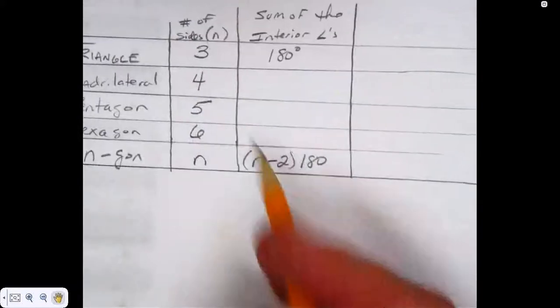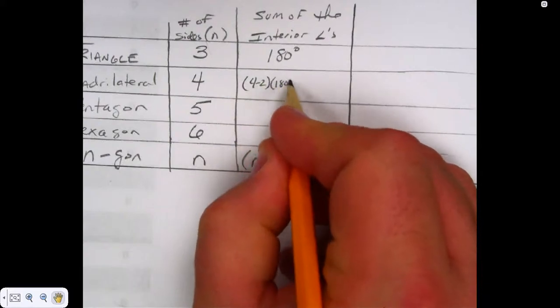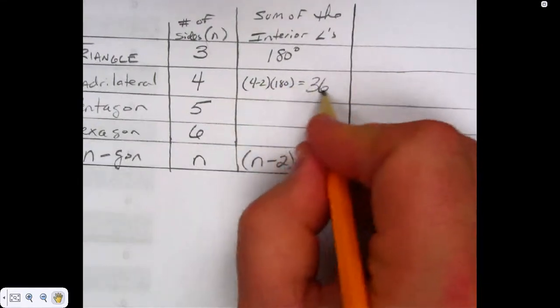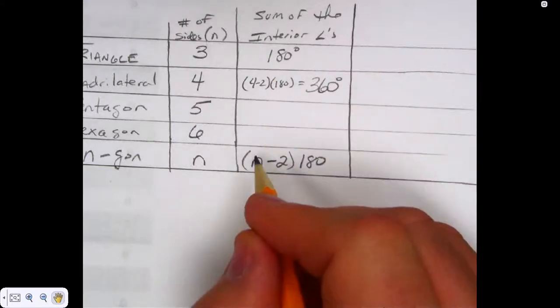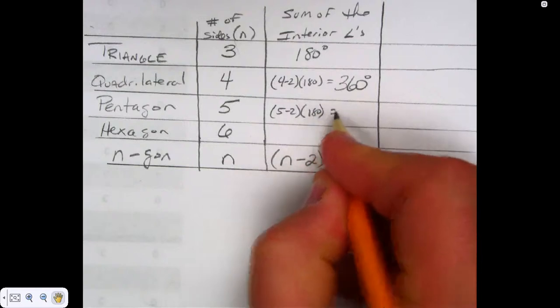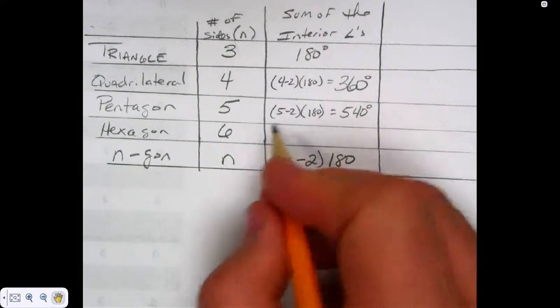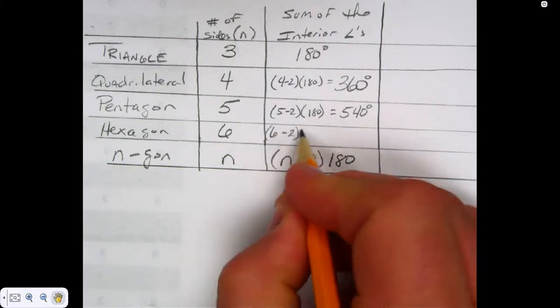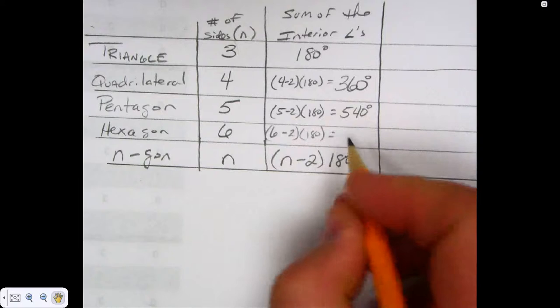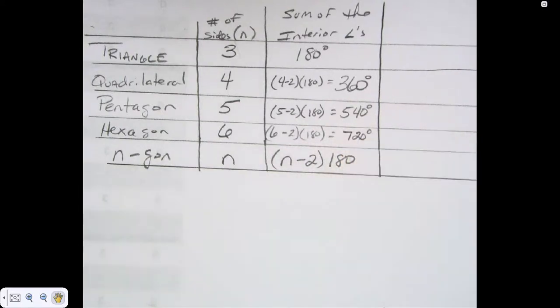So when you put that in here, and this is something you guys need to remember, it would be 4 minus 2 times what? Which is what? And these are all the angles inside, what they add up to. Pentagon would be what? 5 minus 2 times 180, which would be, what'd you guys find out? And then a hexagon would be what? 6 minus 2 times 180, which would be what? 720? 180 each time, yeah.